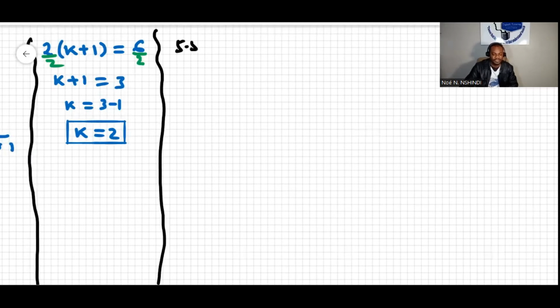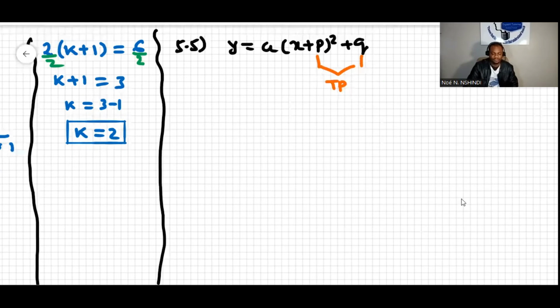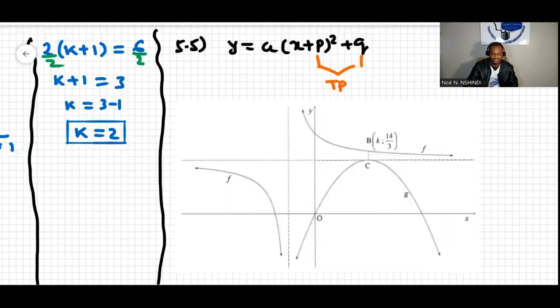Question 5.5. So we have given y equal to a open brackets x plus b to the power of 2 plus q. We need to prove to write g in this form. Now we know from this question that p and q are the coordinates of the turning points. Now if I want to draw the same graph over here, let's just keep the graph. Yes, here's the graph.